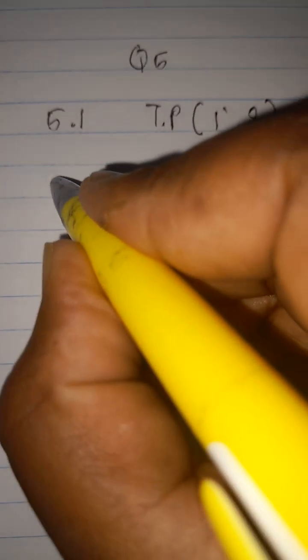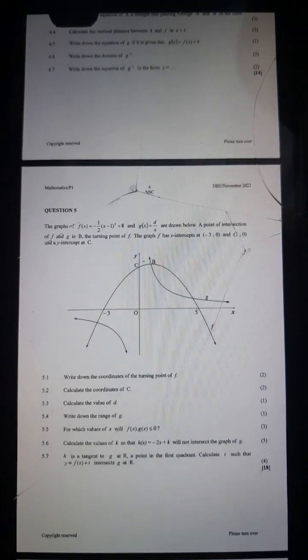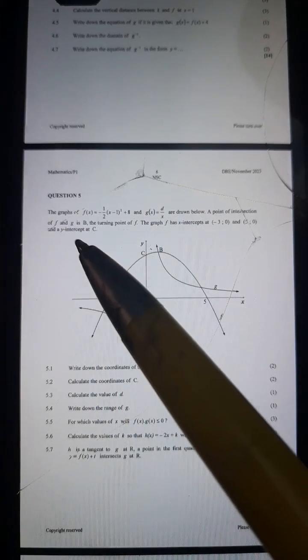Yes, looking at question 5, so we are at 5.1. Our TP, turning point, is going to be 1 and 8. So we can see that B is our turning point, right? So we are looking at 5.2. Let's go to 5.2. At 5.2, we'll be looking at, write down the coordinates of C. C, guys, we are being told it's a y-intercept.